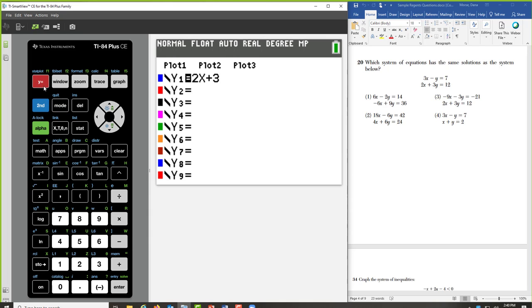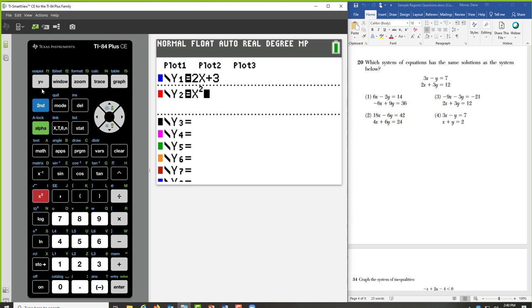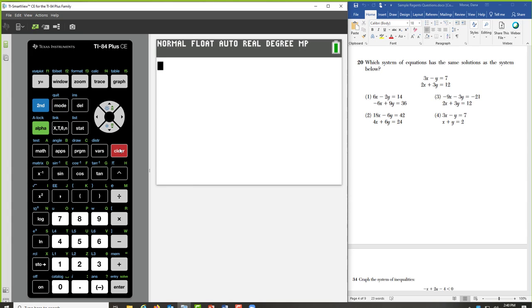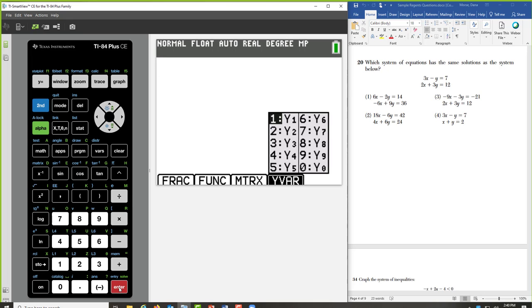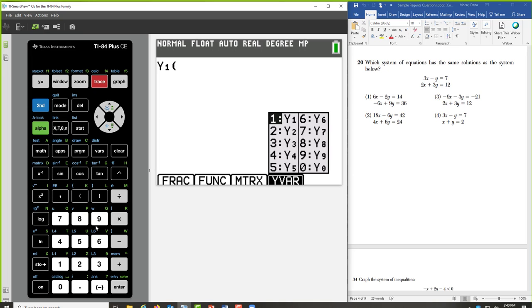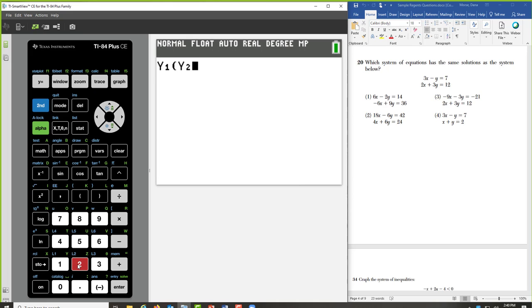I go back to y equals. I go down to y2. And I put in x squared. I'm going to quit out of this, second mode. Clear my screen. Alpha trace. Select y1. Open parentheses. Alpha trace. Select y2. Open parentheses. And now I can put in a numerical value.